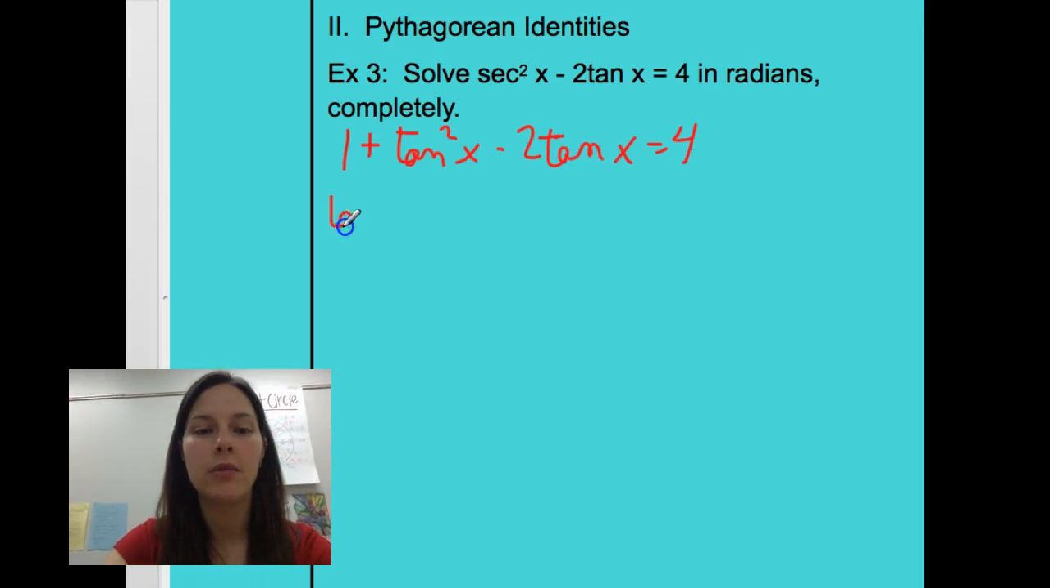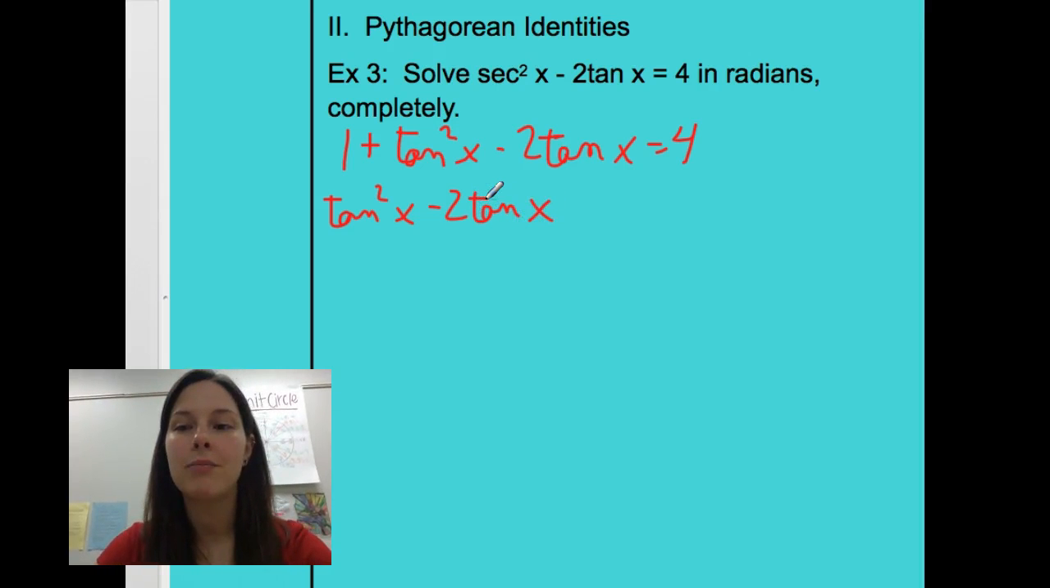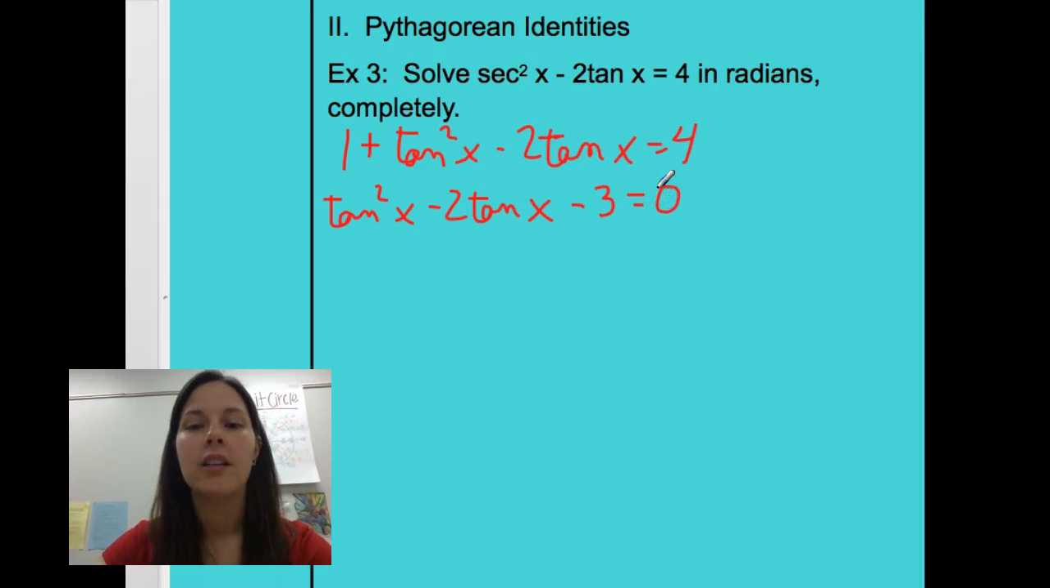So I'm going to start with my tangent squared, subtracting 2 tangent x, and then I'm going to put that plus 1 on the end, but when I subtract 4, I'm going to get a minus 3. So we're looking for what numbers multiply to negative 3 and add to negative 2, and that would be negative 3 and positive 1.